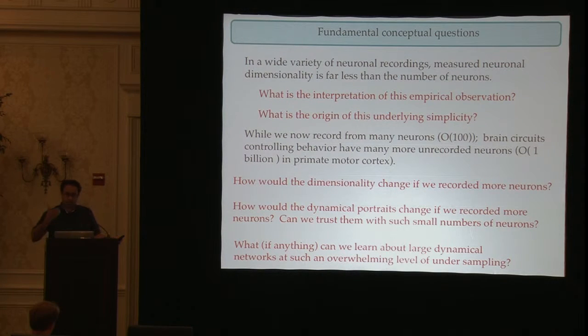So all of this work raises several conceptual questions which we'd like to address. In a wide variety of neural recordings, the measured dimensionality is far less than the number of neurons. So what is the interpretation of this empirical observation? It suggests that there's an underlying simplicity to this data, and so what is its origin? Also, while we record from hundreds of neurons, there are many more neurons, for example, in primate motor cortex. So how would the dimensionality change if we recorded more neurons? How would the dynamical portraits, these low-dimensional neural trajectories, change if we recorded more neurons? Can we even trust them with such small numbers of neurons?